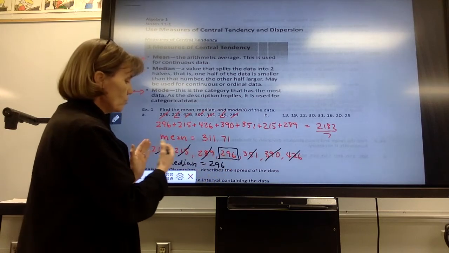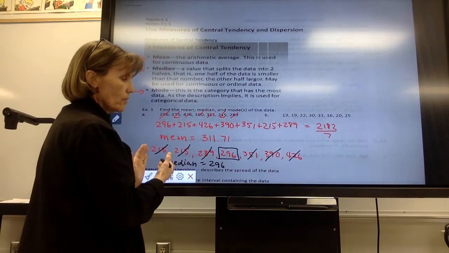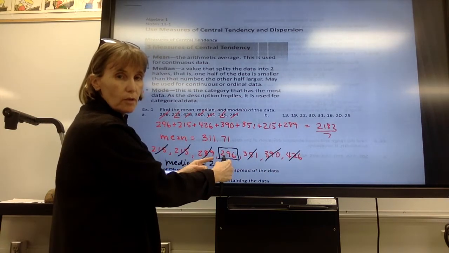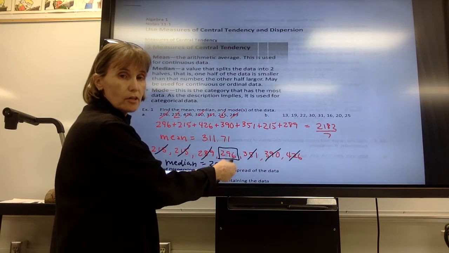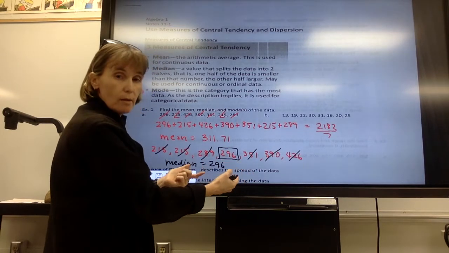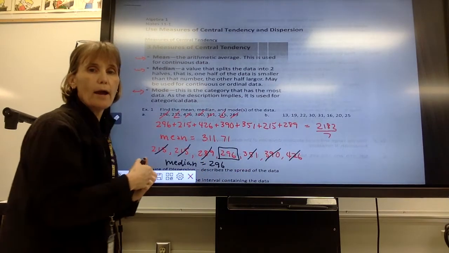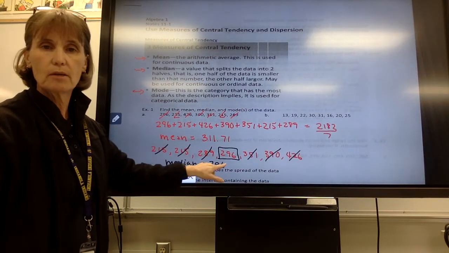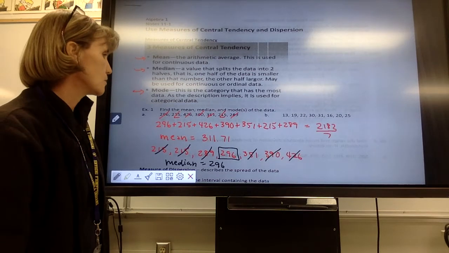Now, this happens to be an odd number of data, and so there was one value in the middle. You may have an even number of values where you're trying to find the median. If you get to the middle and there are 2 values in the middle, then you average those 2 values. You add the 2 values together and divide by 2. So sometimes your median value isn't actually in your data set. That will happen to you. In this case, the median is in the data set because there were an odd number of data pieces. So 296 is my median.